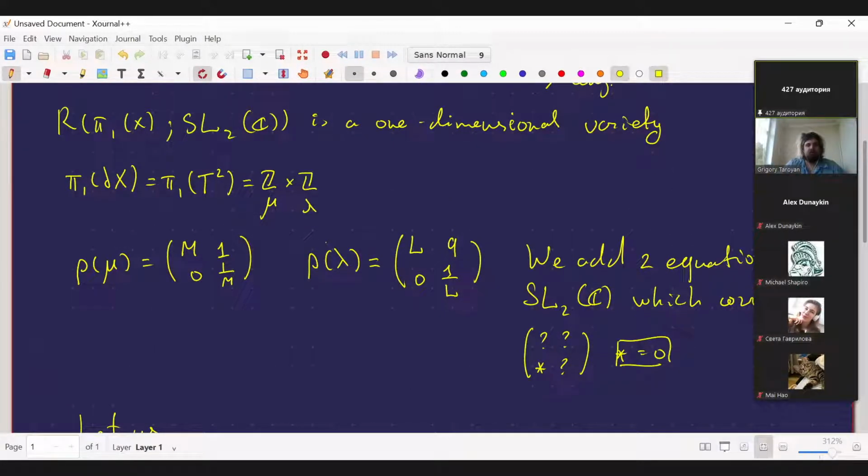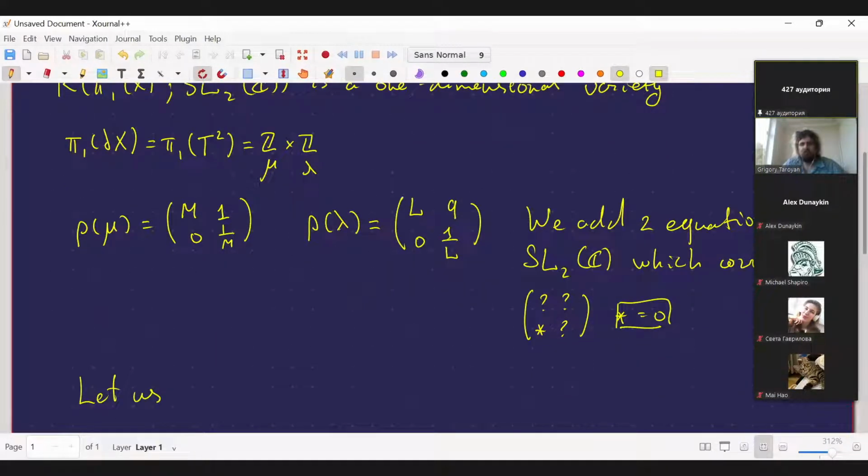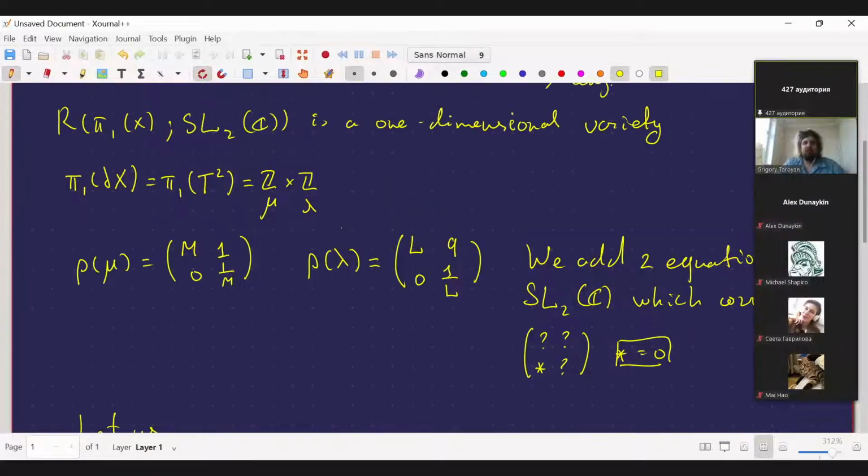One-dimensional variety. Something went wrong. Probably let's proceed further and we'll see. I'm not sure that we will see anything, because that was sort of all that I wanted to say about R. And therefore, if I have a mistake here, then probably everything further won't clarify this mistake.